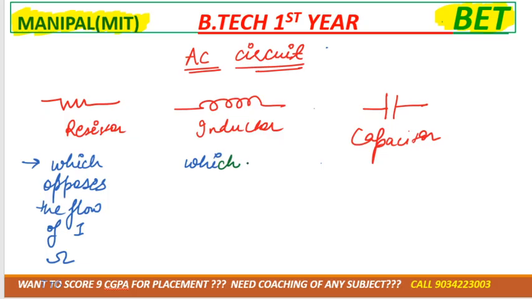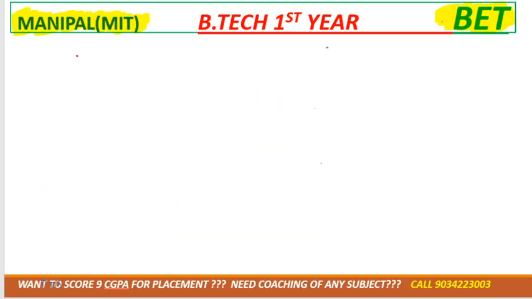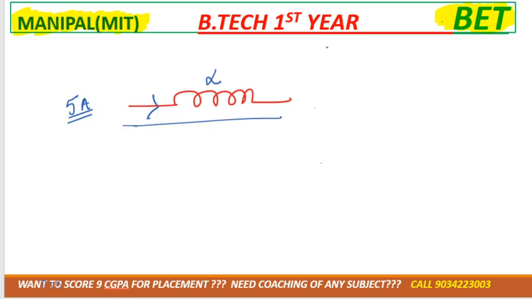Basically, an inductor is a device which opposes the change in flow of current. It doesn't like the change, it opposes the change. Let me give you one example, because if you know the basics, then only you will be able to do the difficult questions. Suppose this is an inductor, denoted by L. I provide it a current of 5 ampere for a very long time. Then there is no issue, 5 ampere in, 5 ampere we will get in the output.